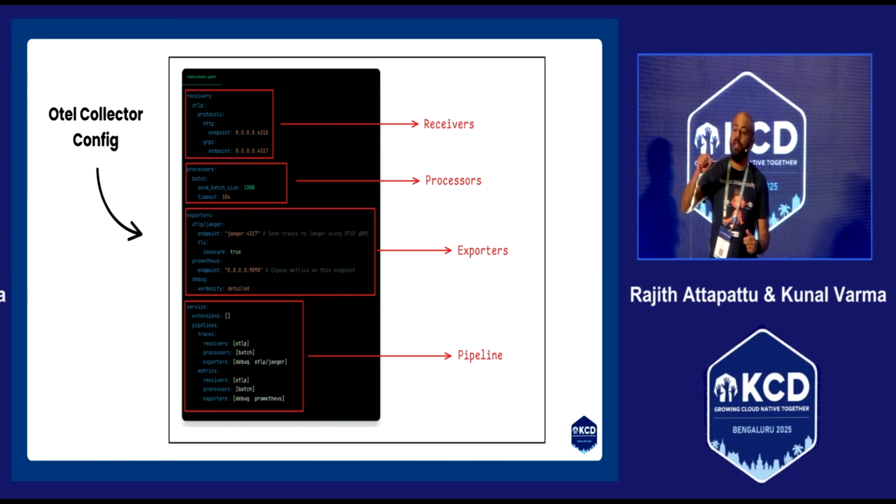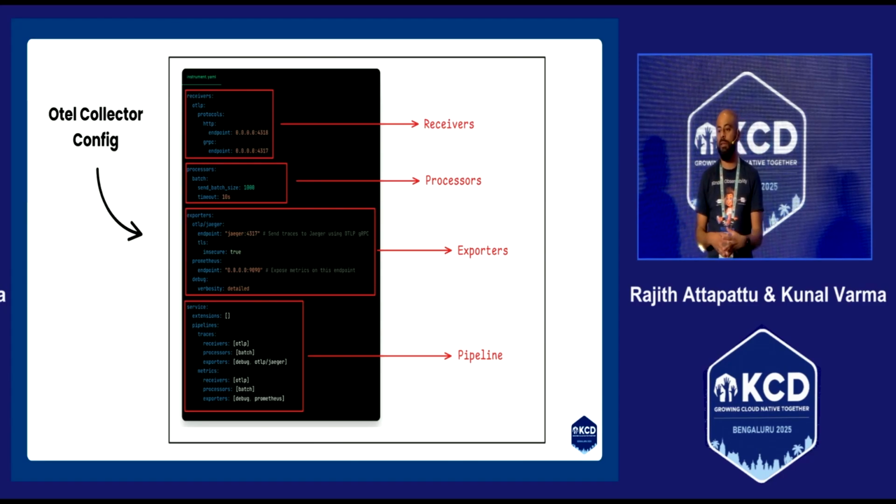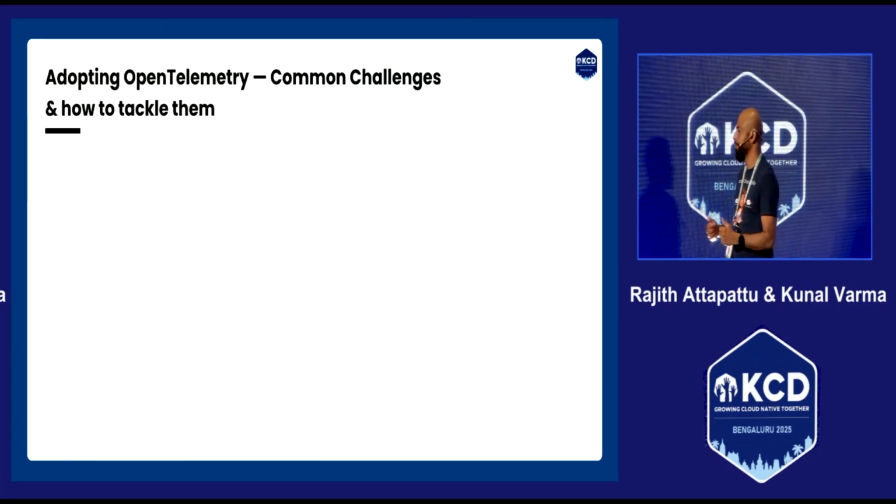You can also write your own custom processors, right? So if you look at the OpenTelemetry project, there are built-in processors that you can use, but you can use the SDKs and write your own custom processors on top of that, so that you can really control what you do with the telemetry data.